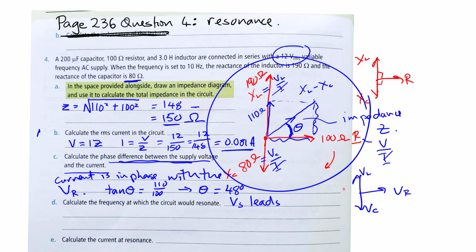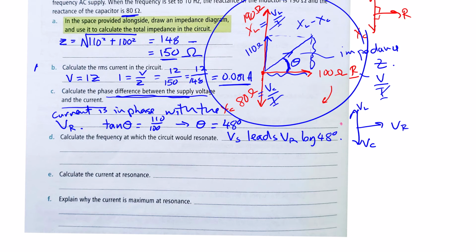And we will say the supply voltage leads the voltage over the resistance by 48 degrees, which is the same as saying the supply voltage leads the current by 48 degrees, because, as we said before, the current is in phase with the voltage across the resistor. And calculate the frequency at which the circuit would resonate.